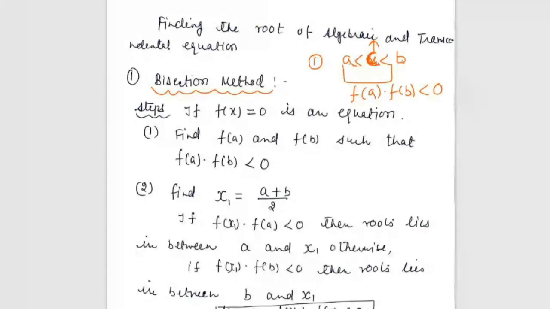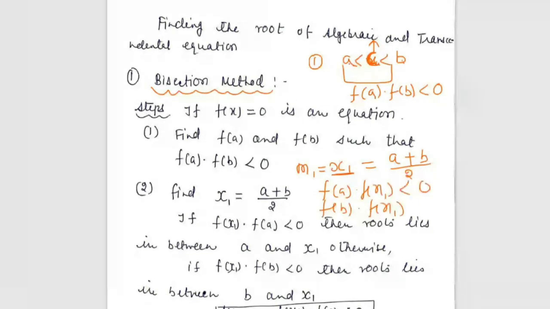Now in the next step, you will find x1. What is x1? x1 is the half bisection value, (a plus b) by 2, or you can write m1 also. This is your wish. Because it is a mid value, you can use m1 or x1, whatever you wish. Then you check whether f(a) times f(x1) is less than 0 or whether f(b) times f(x1) is less than 0. If this condition holds, you will say the root is now lying between b and x1.